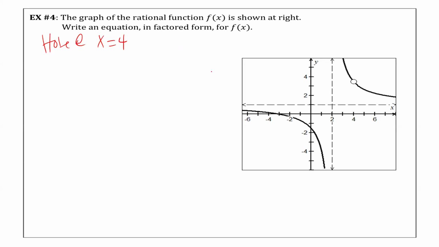The other thing I have to pay attention to is that I have a vertical asymptote, a VA at x equals 2. I have a horizontal asymptote at y equals 1. And I have an x-intercept, a zero, at what? Where is my zero at? -3. So these are the four things that I have to make sure are true.